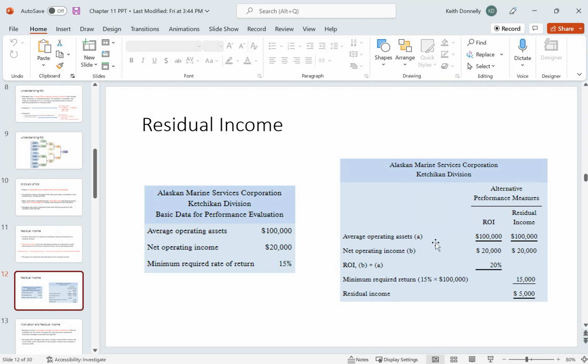The first one we might do is ROI. So this would be our net operating income of $20,000 divided by our average operating assets of $100,000. We're looking at 20%. In distinction, if we were looking at residual income, it would be our net operating income of $20,000 minus our minimum required return, in other words the $100,000 in average operating assets times 15%. Our minimum is 15, we made 20. That means we're going to have 5 in residual income.